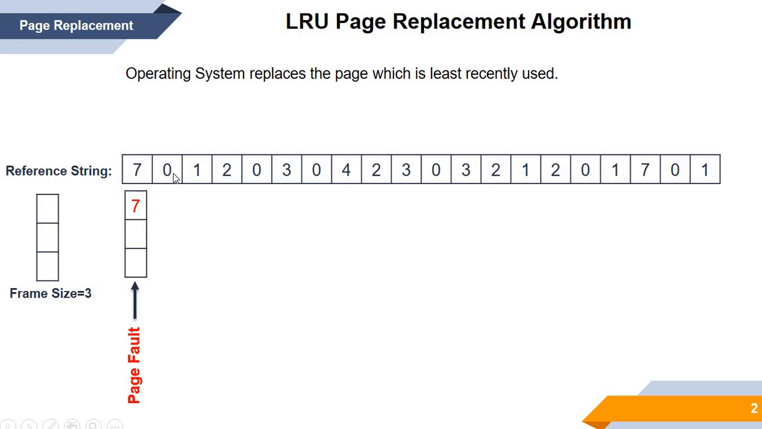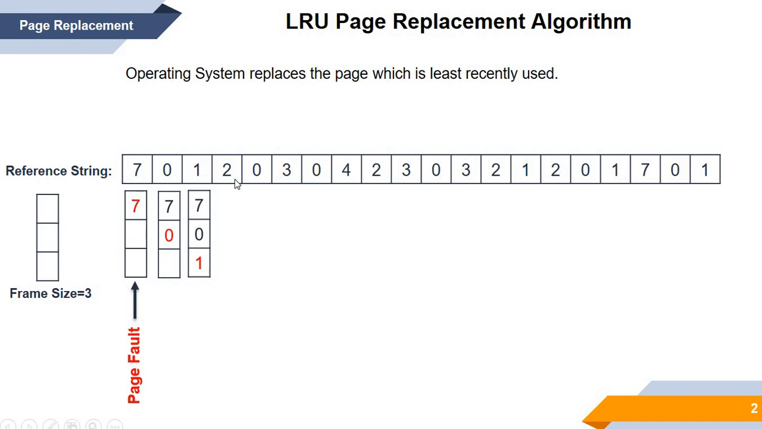Next page is 0. It is not in the page frame. There is a page fault. Now 0 will be added in the page frame. Next page is 1. It is not in the page frame. There is a page fault. Now 1 will be added in the page frame.